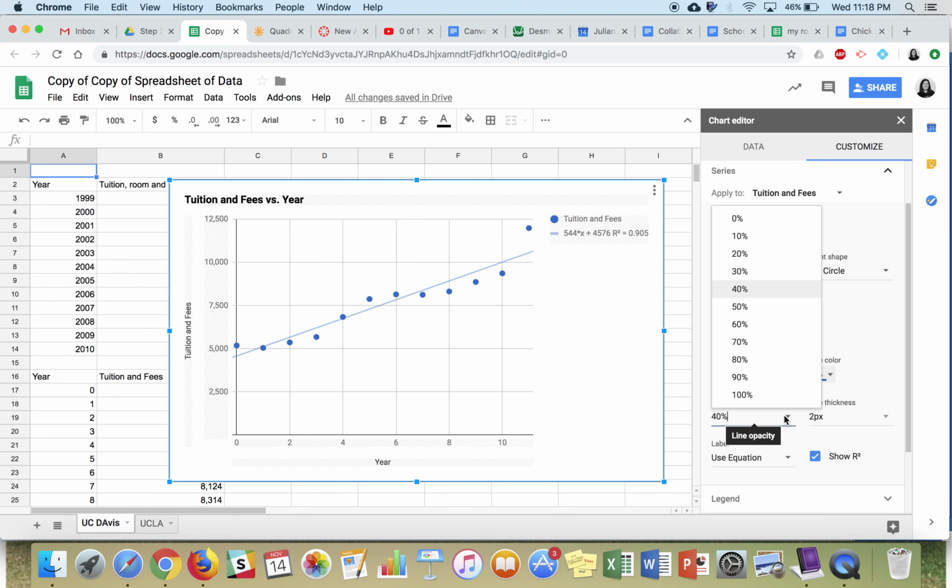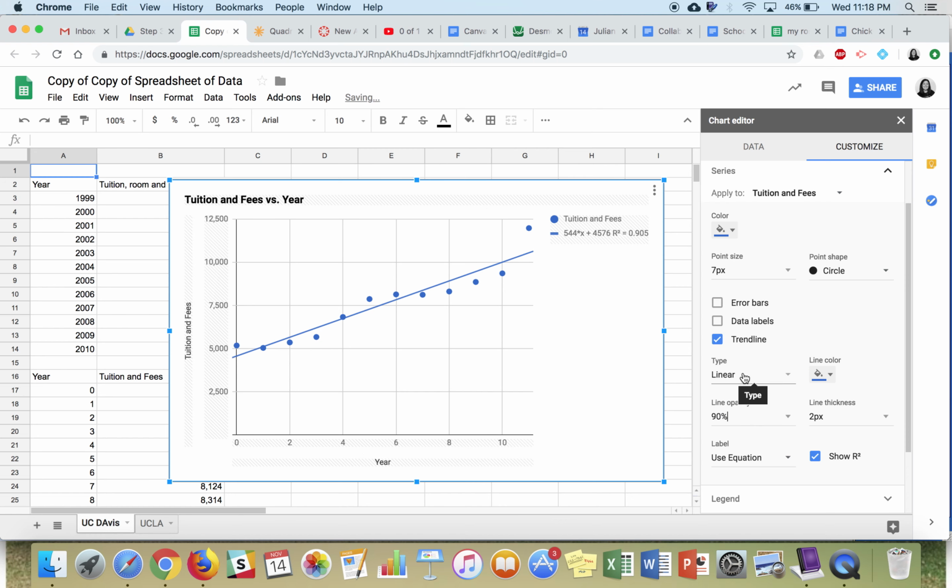Okay, you can change the opaqueness. Notice that my color is a little bit lighter, so I could make it darker or whatever. That's what that is. So it's using the same color but just a different shade. You can change the thickness of it. Don't make it too thick. You can change the line color. So notice it started with linear.